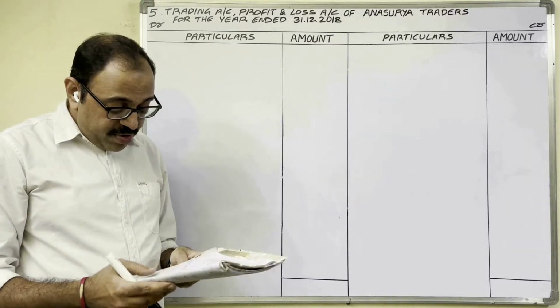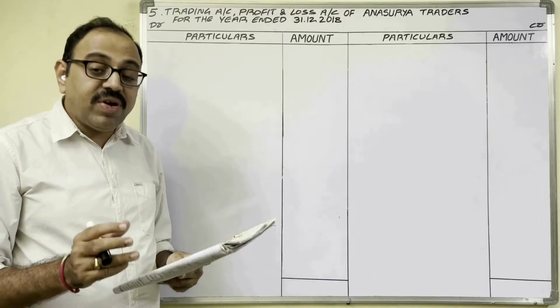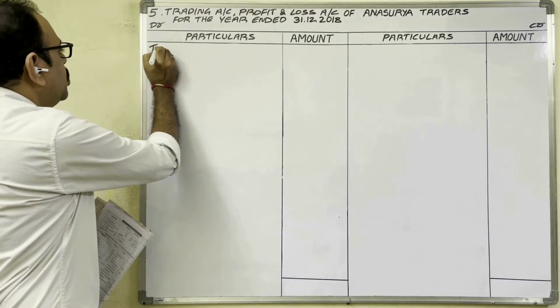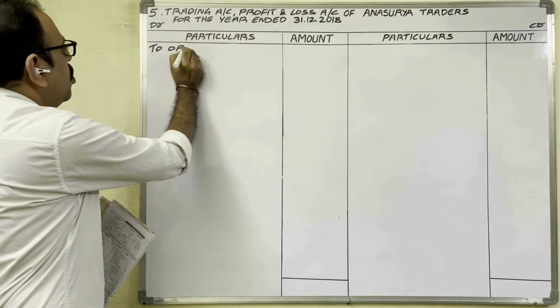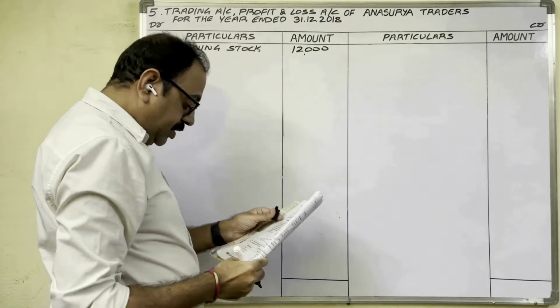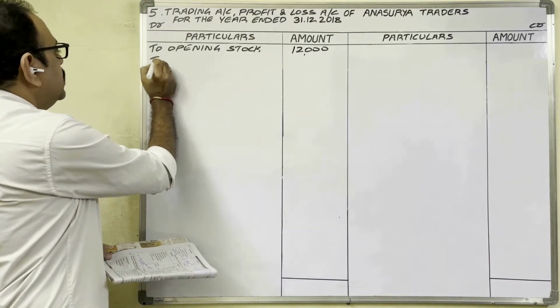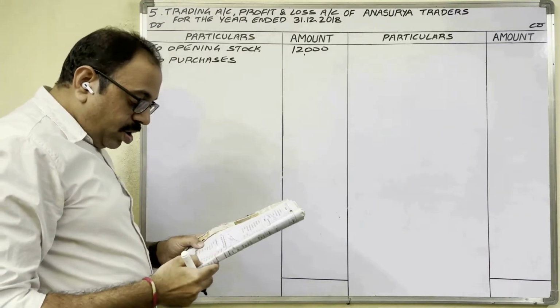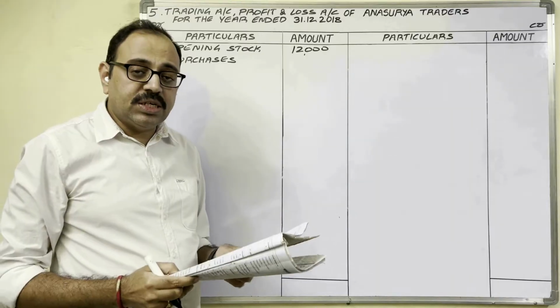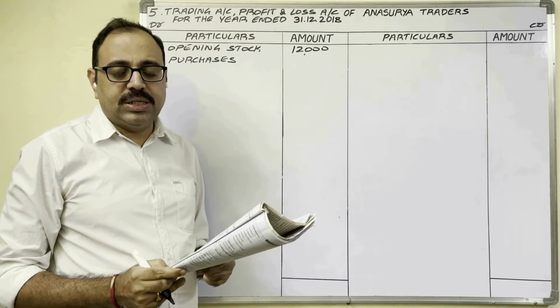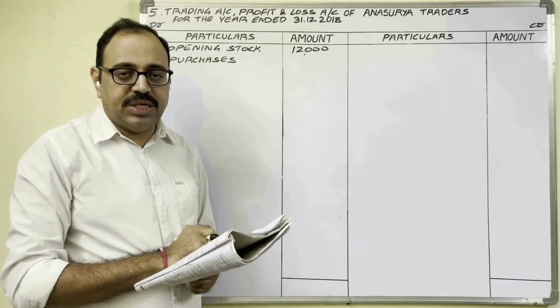See the debit column of the trial balance. Opening stock is 12,000 rupees. That amount we have to write here. With 'To' we have to start: To opening stock. Next, we write the purchases: To purchases. In the credit column, see whether any purchase returns are given. Yes. Return outwards 2,000 rupees. Return outwards means purchase returns.